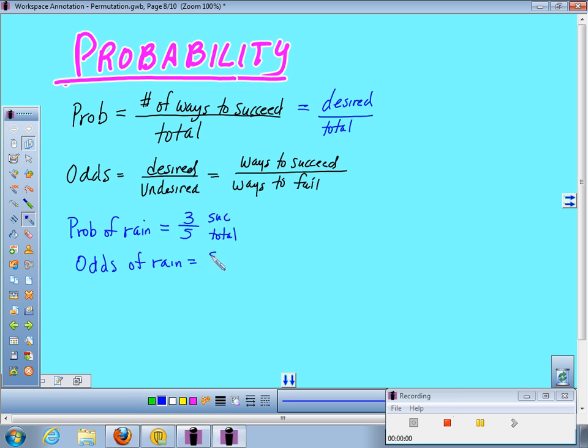To do odds, you need to have the ways to succeed over the ways to fail. So how many ways are there to succeed? 3 to 2. Thank you. Okay. So on probability, the top number can never be bigger than the bottom number. But on odds, it certainly can. You can have a greater number of successes over failures. So there is a distinction between them.